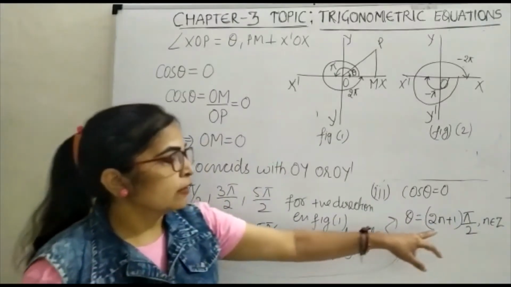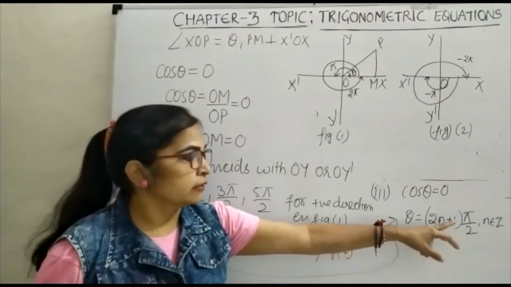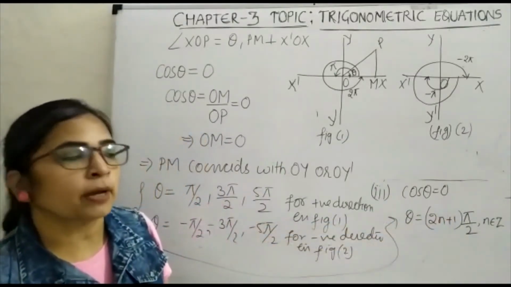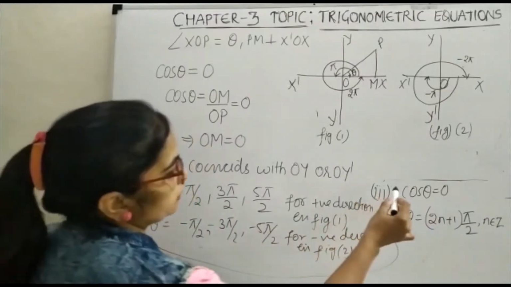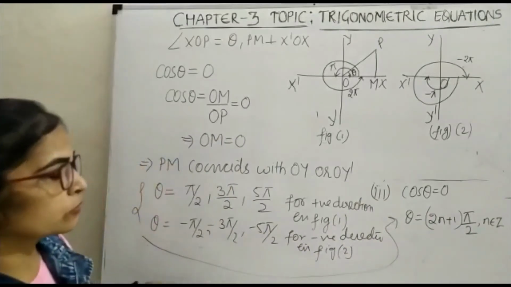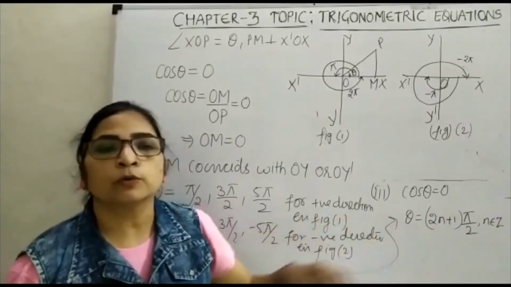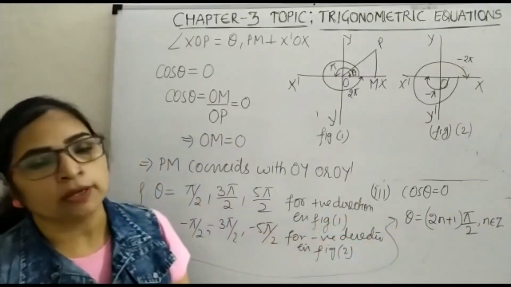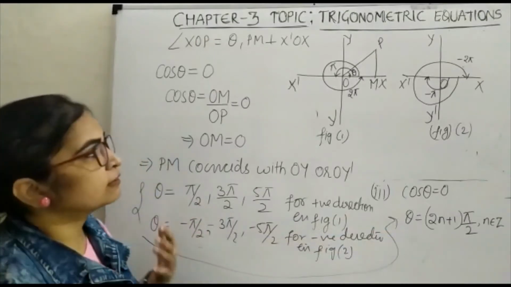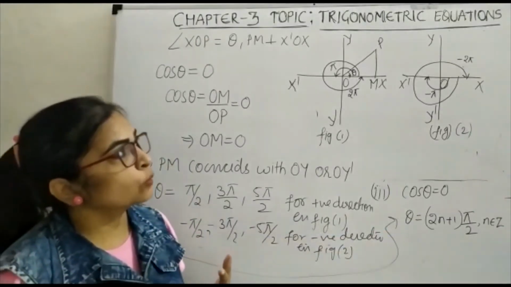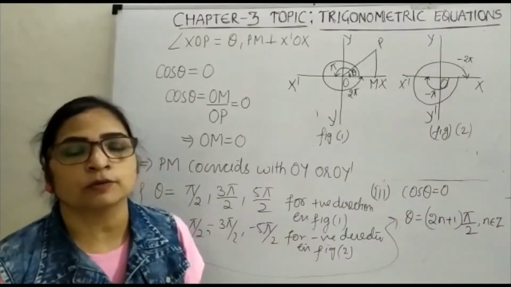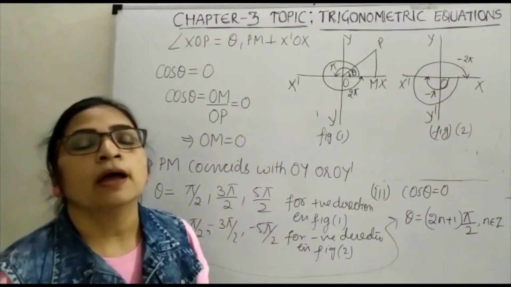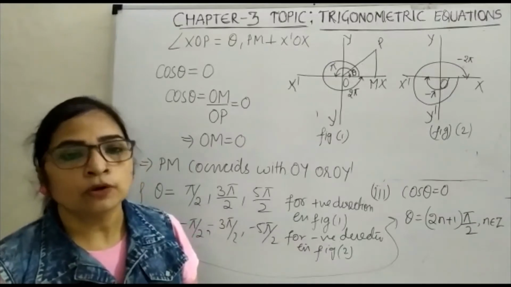You can see here, when n is equal to 0, then the very first value you will be getting is pi by 2. In the same way, we work out for the third result, that is cos theta is equal to 0, theta is equal to (2n plus 1) pi by 2, n belonging to Z. So this is how we have seen the solutions of trigonometric equations sin theta is equal to 0, cos theta is equal to 0 and tan theta is equal to 0.